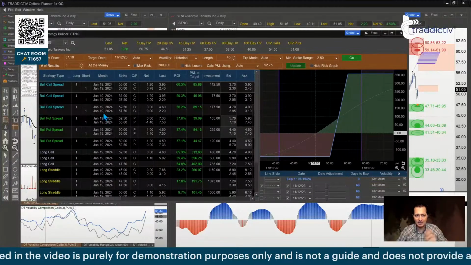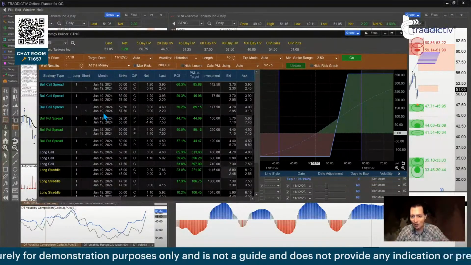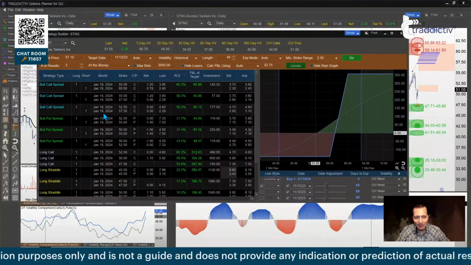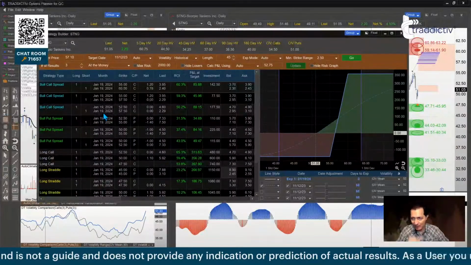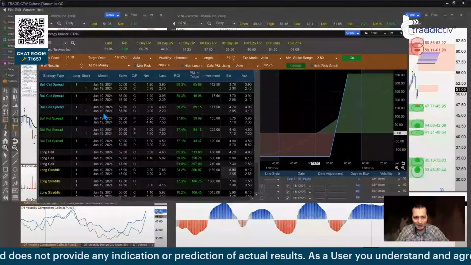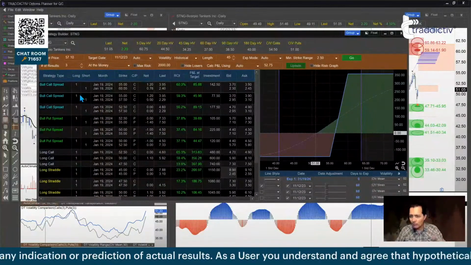This is not Scorpio Tankers. I never traded that stock before. It is not the most liquid stock on the S&P 500, on the US markets, I meant to say. But anyway, it's good for this exercise.